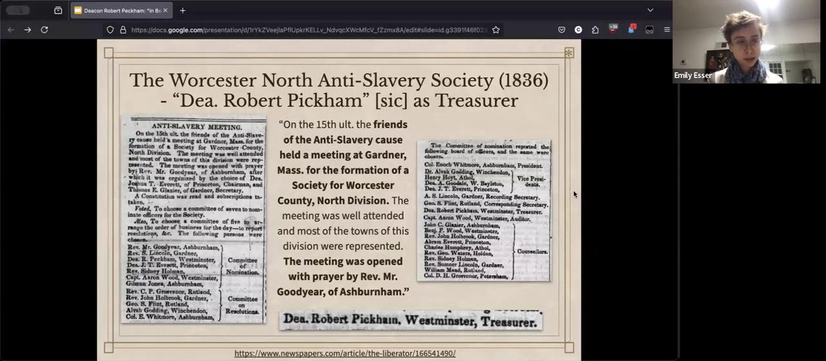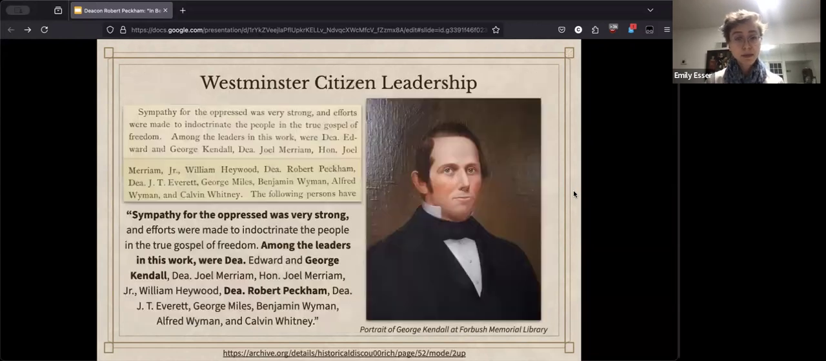We see some familiar names here. Here's Goodyear, Deacon Robert Peckham. We see last names that are familiar in Westminster: Everett, J.T. Everett. We see Wood, we see Jones. We see a lot of people that are prominent characters in Westminster.